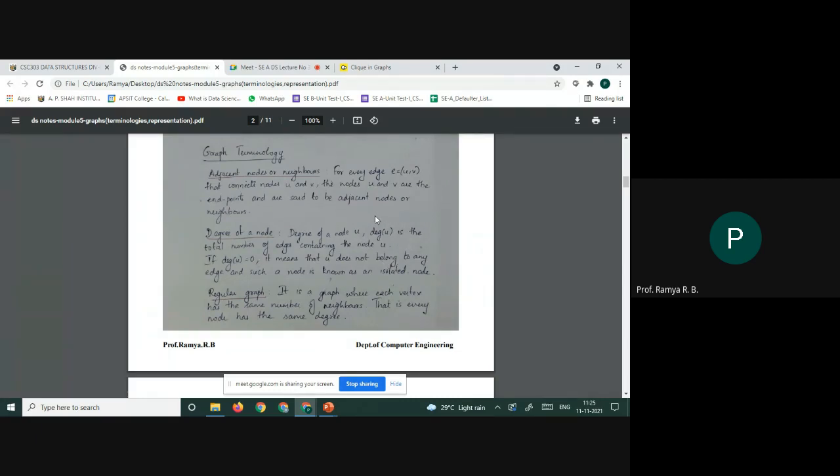What do you mean by an isolated node? An isolated node is a node which is disconnected from the rest of your graph. That means there is no edge connecting that node to the rest of the nodes in your graph. Such a node is called an isolated node, right? You know all these terminologies, yes or no? Yes, ma'am.